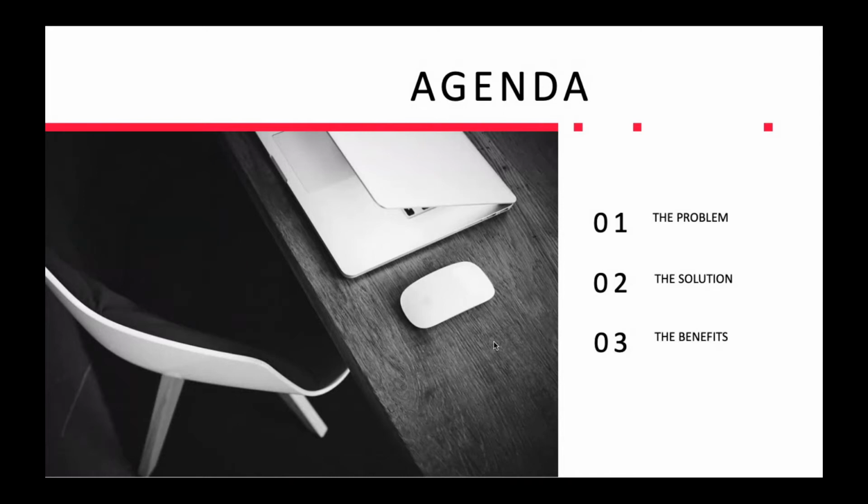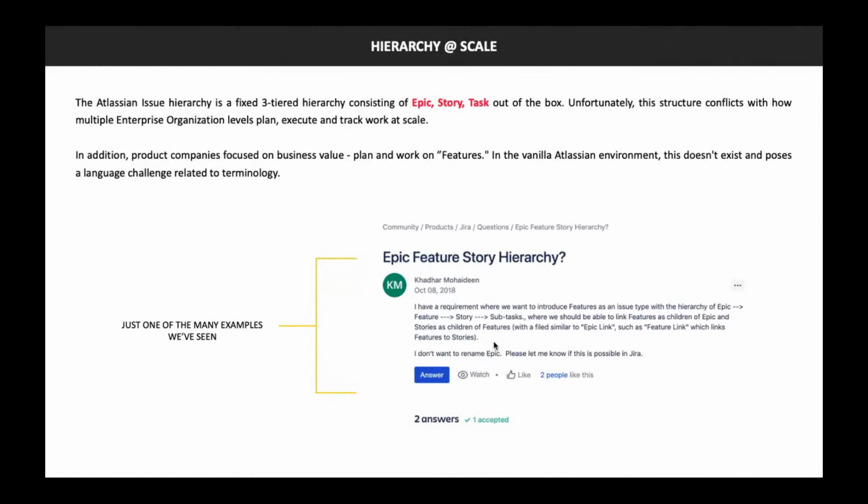So we will be walking through how to implement a feature workflow using Agile planning tool and SAFe Epic to Feature Translator to better structure your Atlassian issue hierarchy for your scaled Agile purposes. We have been talking to customers, and a common issue we have seen among them is that the Atlassian issue hierarchy is a fixed three-tiered, consisting of epic, story, tasks out of the box. Unfortunately, this structure conflicts with how multiple enterprise organization levels plan, execute, and track work at scale.